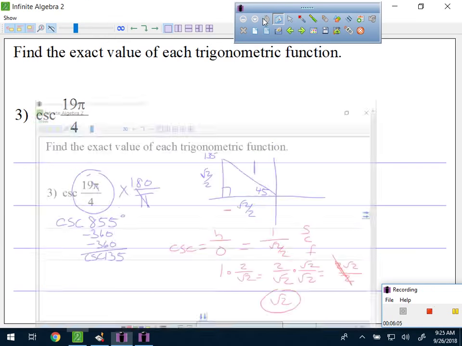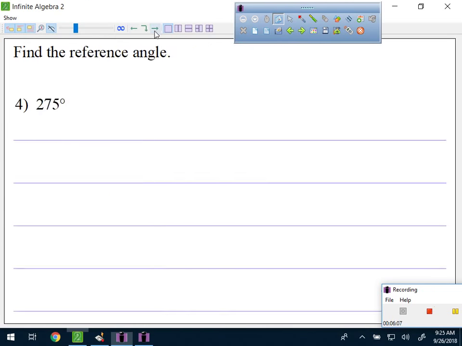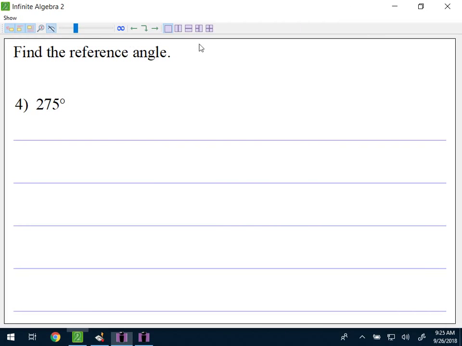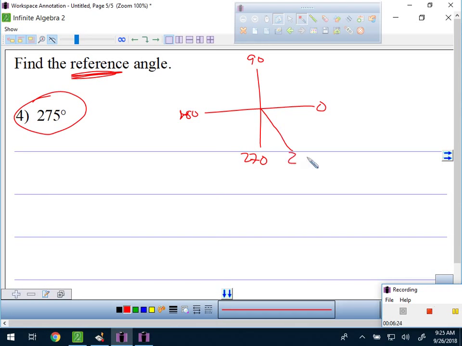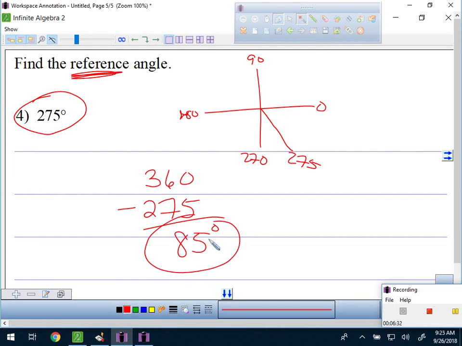So, all right, for number 4, let me go to that one. So for number 4, still test 1. Number 4, pretty straightforward. I'm going to give you an angle and ask you to find the reference angle. So remember, 275, this is 0, 90, 180, 270. Do not put 275 in quadrant 3. 275 is in quadrant 4, which means I would do 360 minus 275, and that would give me 85 degrees, which is my answer.